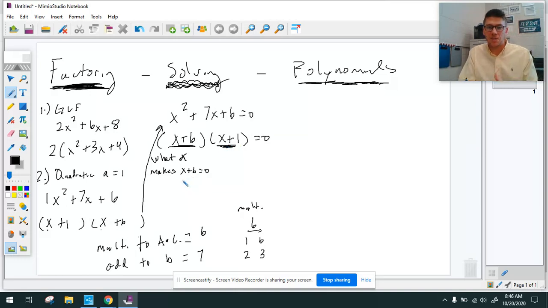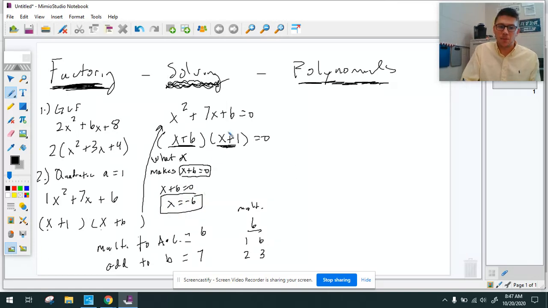If you didn't see that off the top of your head, then you actually have to solve an equation, which is x plus 6 equals 0. Solve it by subtracting, and we get our first answer, -6. Same thing here. What x makes x plus 1 0? That would be x plus 1 equals 0, x equals -1. So we use factoring as just this method to undo distribution. That's what factoring is. But a way in which you can use it is through the solving process.